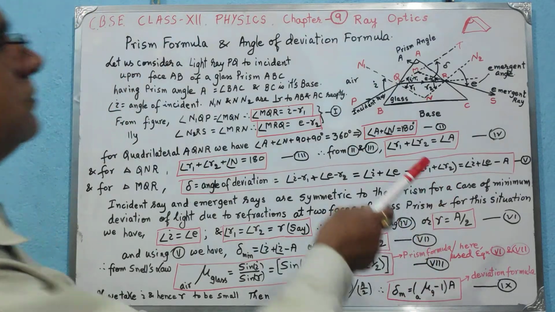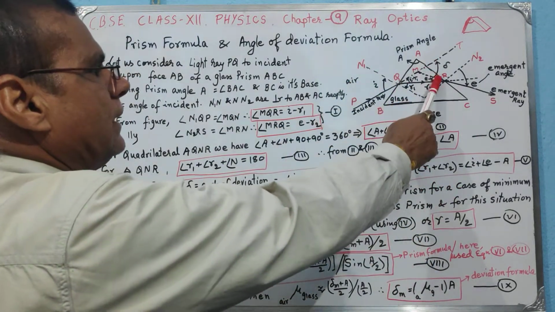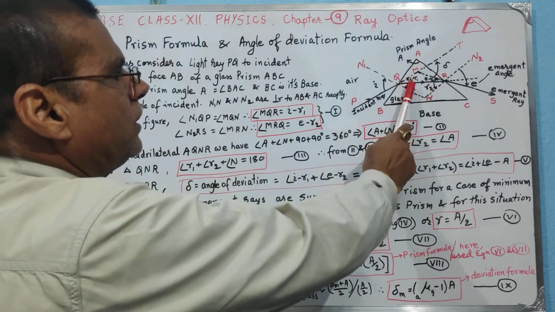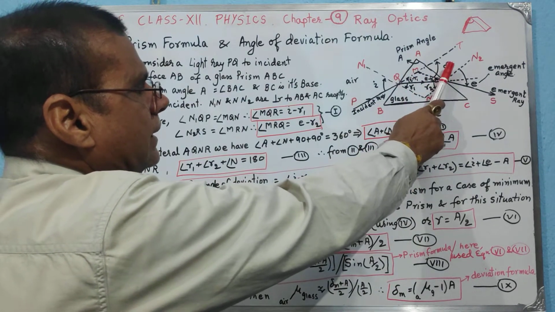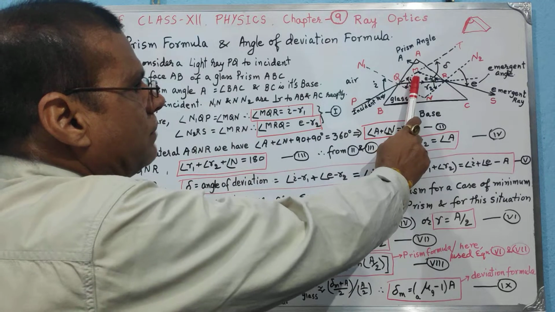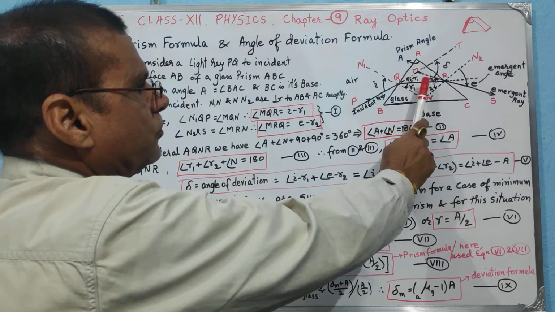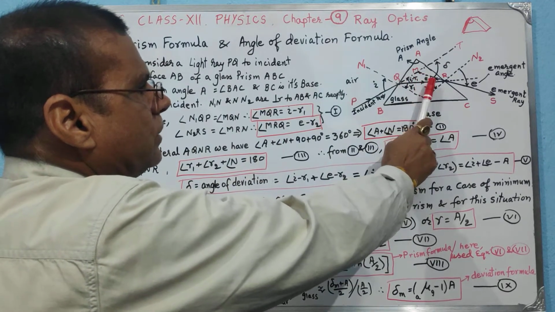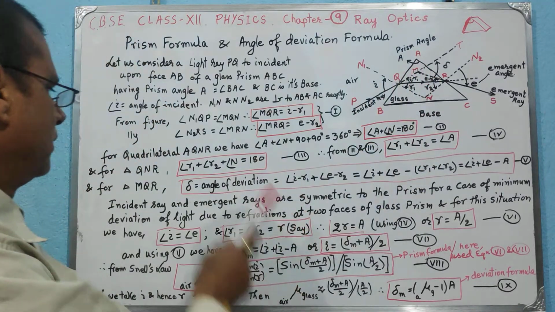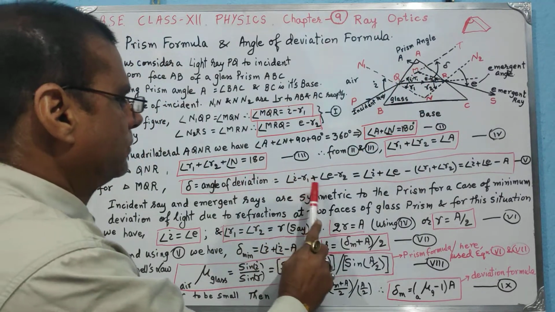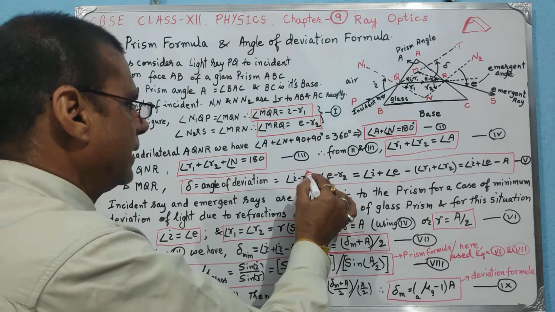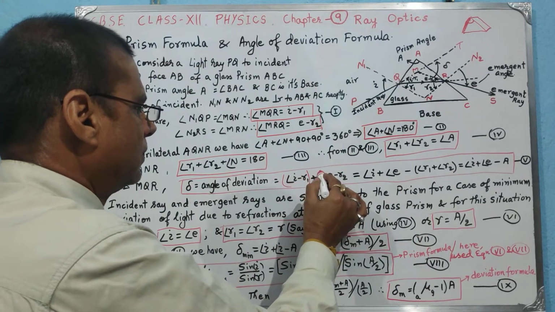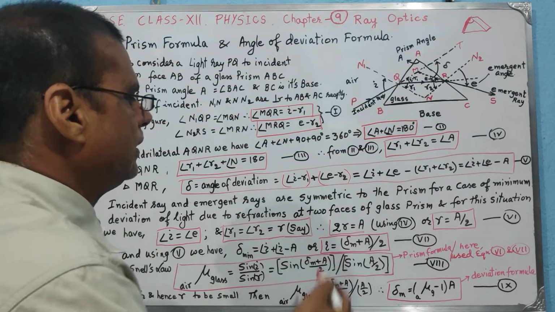So now the exterior angle delta must be equal to the sum of the interior angles, and so we can write delta, that is the angle of deviation, equal to (I minus R1) plus (E minus R2). So we write I minus R1 within the bracket, plus angle E minus R2.